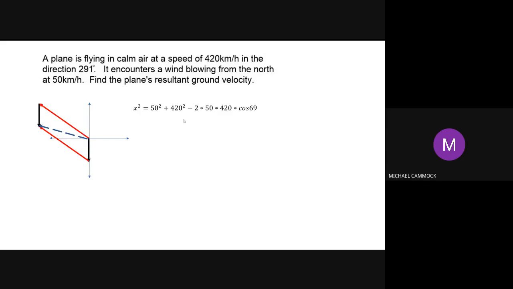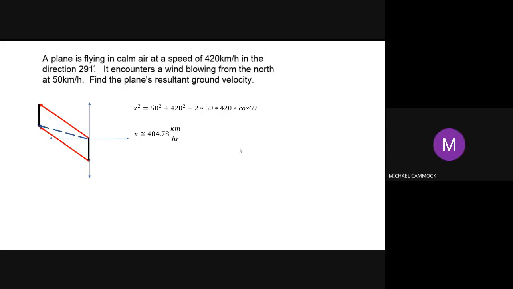So I can use the cosine law again. That cosine law will allow me to get this line right here. I'm not going through every single step, since you've done cosine law from grade 10. This works out to be 404.78 kilometers per hour. That would be the resultant ground velocity. Well, speed, really, not velocity, but we have to get direction as well.